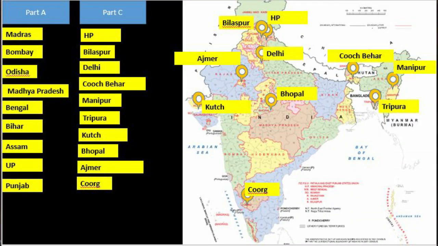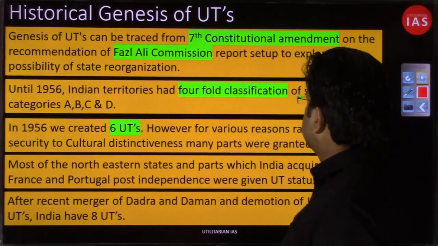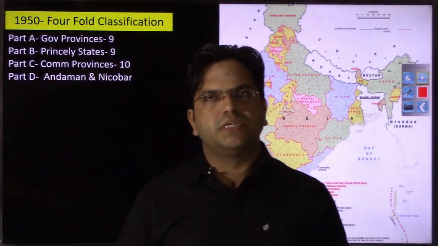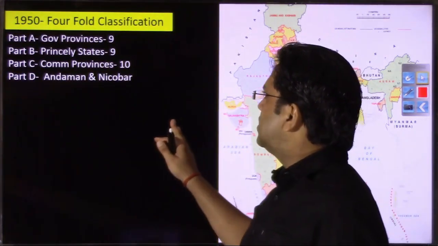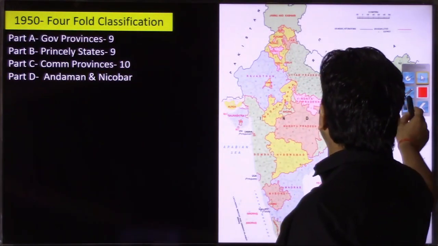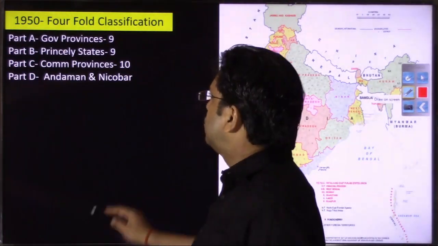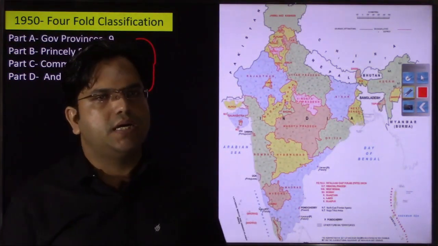Hi everyone. So yesterday we were discussing the historical genesis of union territory, so let us start our discussion from there itself. Yesterday I clearly pointed out that at the time of operationalization of the Indian Constitution in 1950, we did not have anything called union territory. Rather, we had 29 states, divided into 4 parts: Part A, Part B, Part C and Part D.